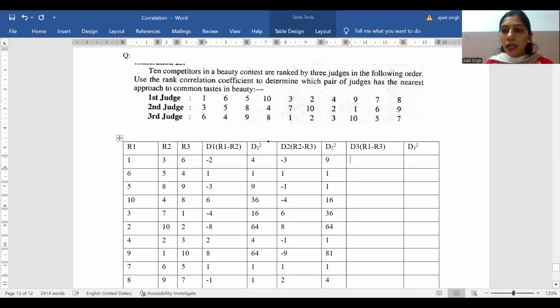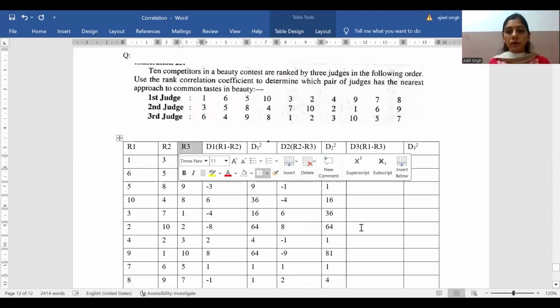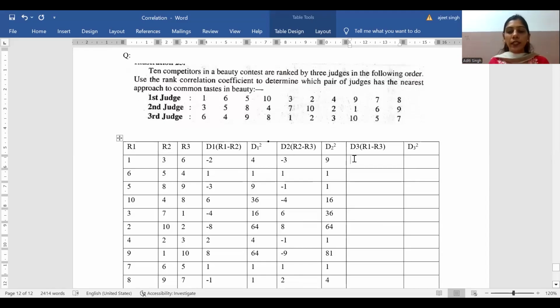R1 minus R3 means the value of R1 minus the value of R3. So let's calculate: 1 minus 6 is minus 5. 6 minus 4 is 2. 5 minus 9 is minus 4. 10 minus 8 is 2. 3 minus 1 is 2. 2 minus 2 is 0. 4 minus 3 is 1. 9 minus 10 is minus 1. 7 minus 5 is 2. And 8 minus 7 is 1.